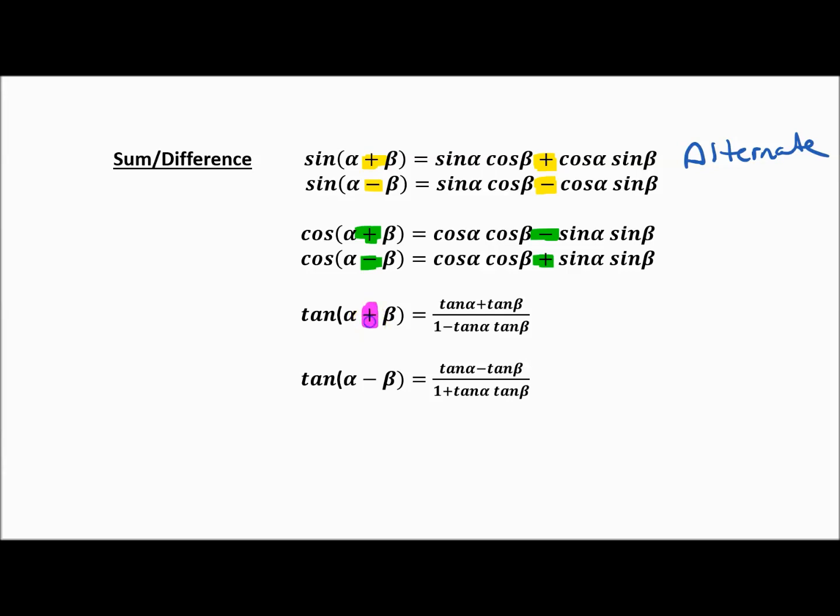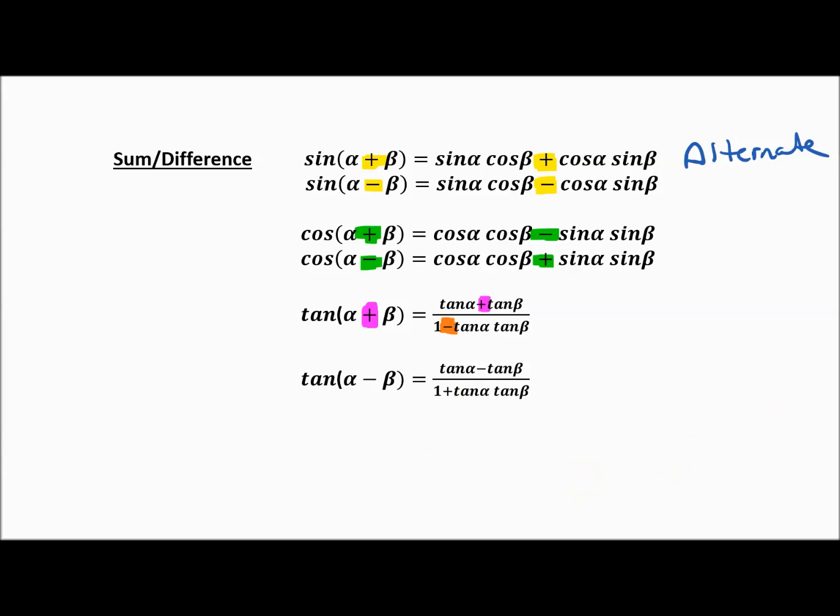Whatever operation you have here is the same operation you have in the numerator of your formula, okay? And in the denominator, it's the opposite. So if it's a plus, you have a plus in the numerator and a minus in the denominator. Tangent for minus, you have a minus in the numerator and a plus in the denominator. Other things you have to remember is the format.